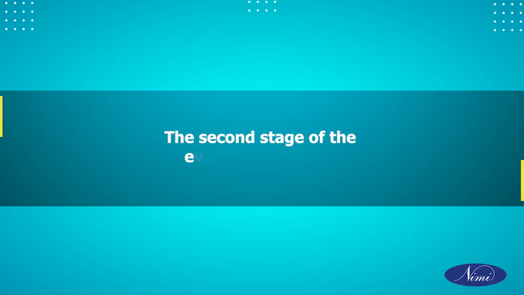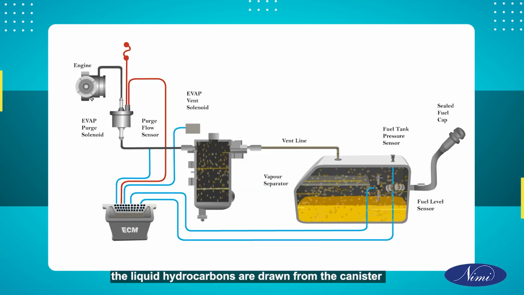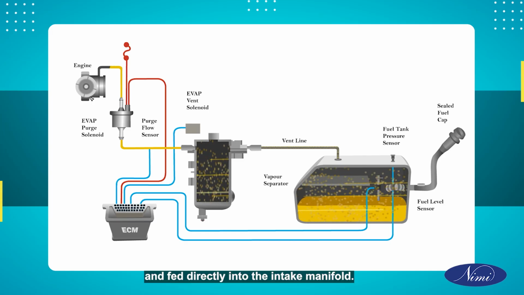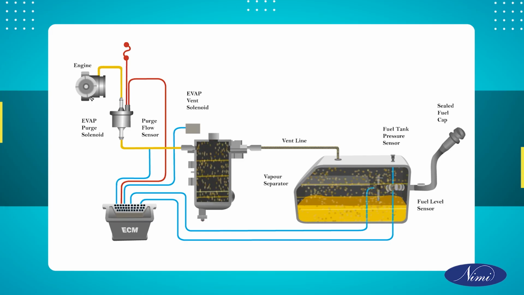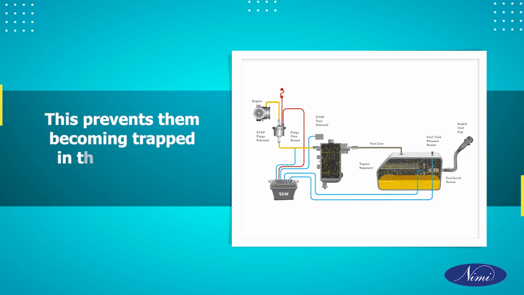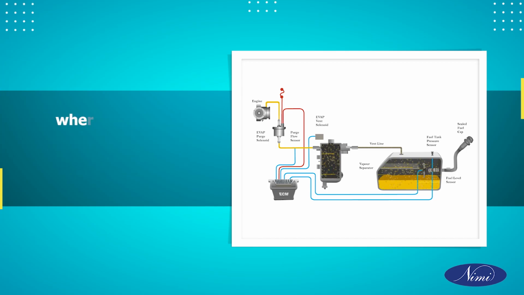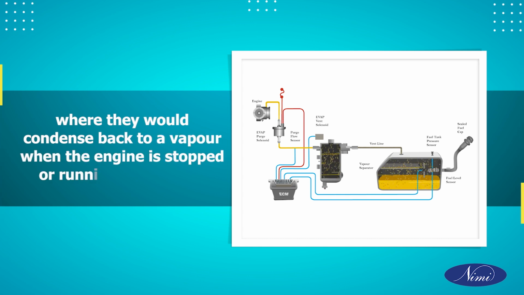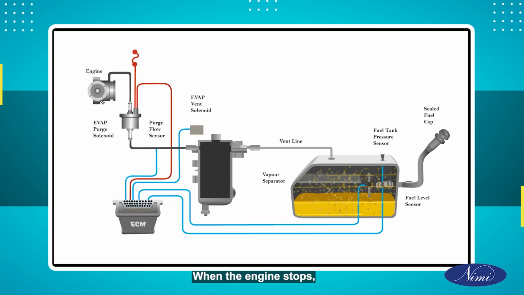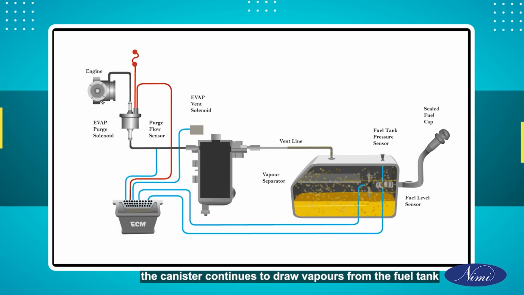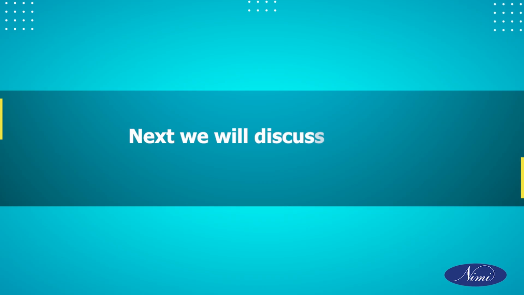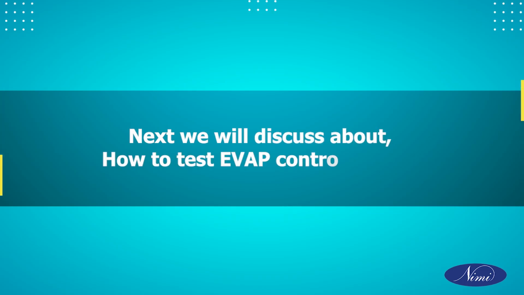In the second stage of the evaporation cycle, the liquid hydrocarbons are drawn from the canister through a bypass valve and fed directly into the intake manifold. This prevents them becoming trapped in the cold parts of the engine, where they would condense back to a vapor when the engine is stopped or running at low RPM. When the engine stops, the canister continues to draw vapors from the fuel tank through the vent line until it is again pressurized.